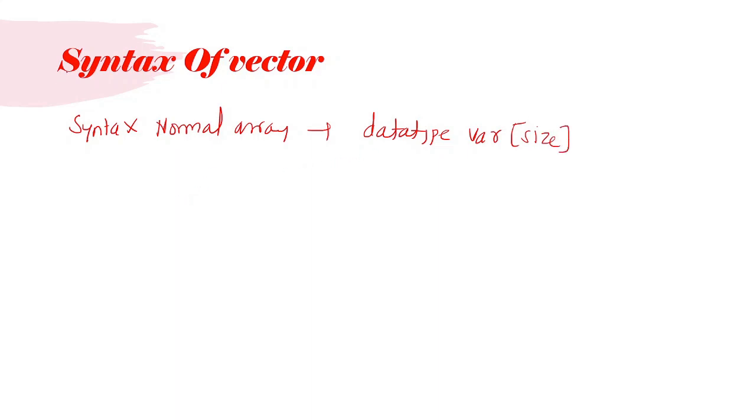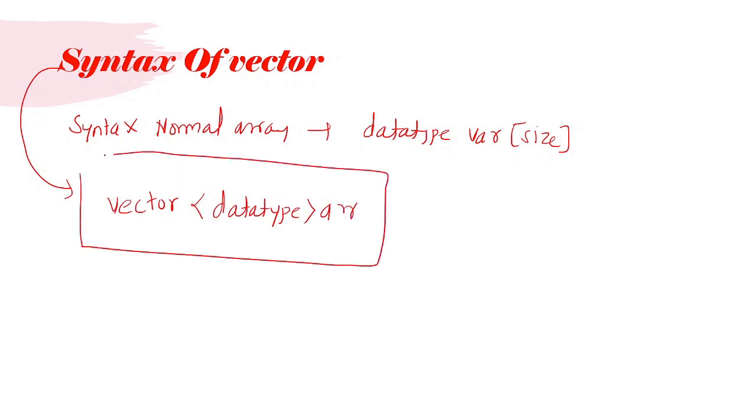When you're writing the syntax of a vector, how do we write it? We simply write the keyword vector. In the angular brackets, we write a data type, and then the name of the vector. So this is the syntax of a vector, how we declare the vector inside C++.